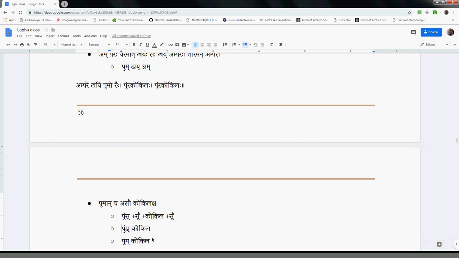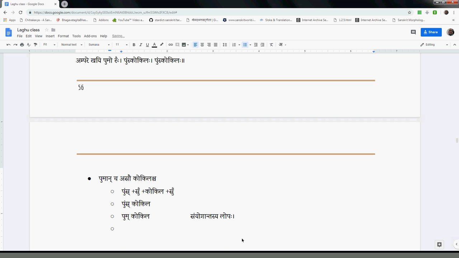Therefore pums being a padam, it is a sanyoganta pada. It is a pada which has a sanyoga in its end. Therefore, what will happen? Sanyogantasya lopaha. We have seen this sutra. Sanyogantasya lopaha bhavati. So this sakara will undergo lopa. Therefore, you will get pum plus kokila. Now this anuswara cannot remain hanging. It has to become makara. It has become makara and pum kokila.